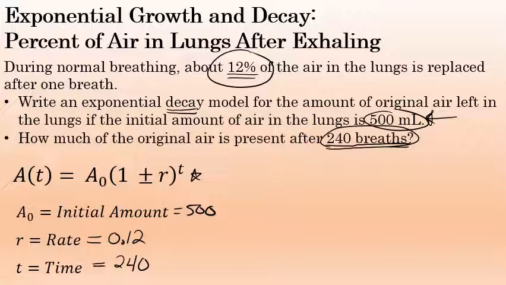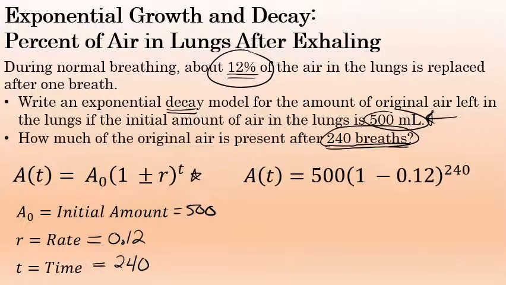Replacing a sub 0 with 500, r with 0.12, and t with 240, this formula becomes 500 times the quantity of 1 minus 0.12 to the power of 240. This is a minus sign because the amount of air, the original air in the lungs, is going down. This is a problem that could be classified as an exponential decay problem. The amount of original air is decreasing by 12% with each breath.